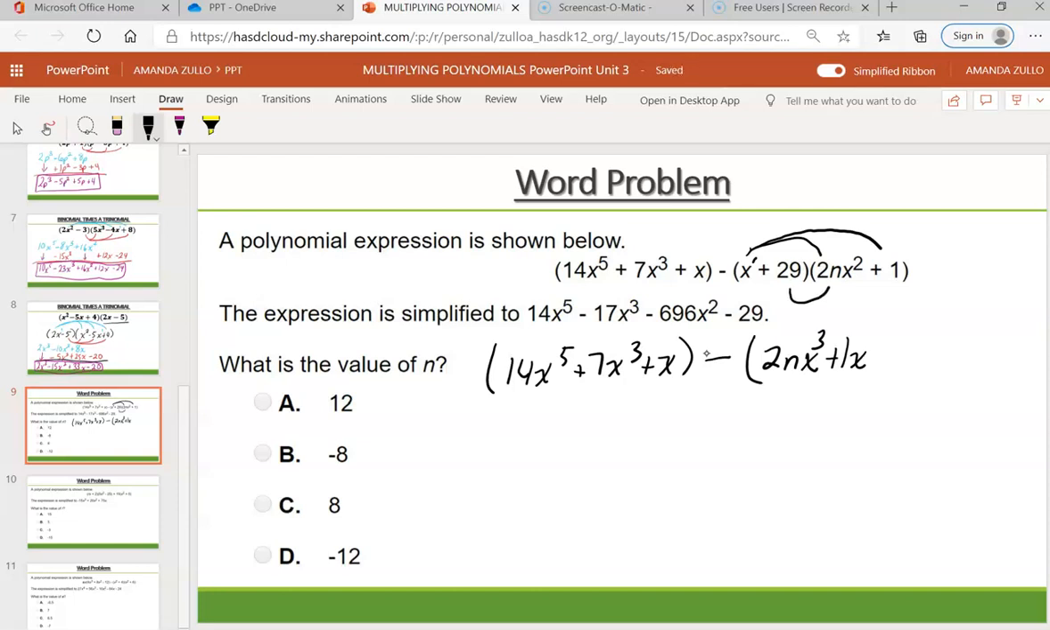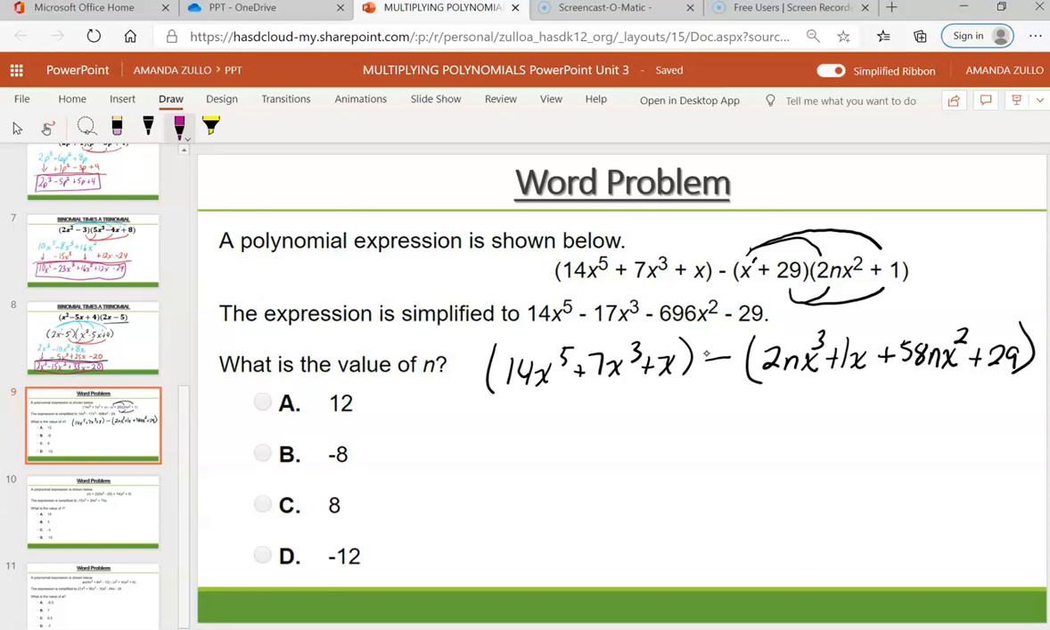So 29 times 2nx to the second power. 29 times 2 is a positive 58. You keep the n, and you keep your x to the second power. Finally, you have 29 times 1, I'm sorry, which gives you 29. All right, that was our first step. We FOILed this.